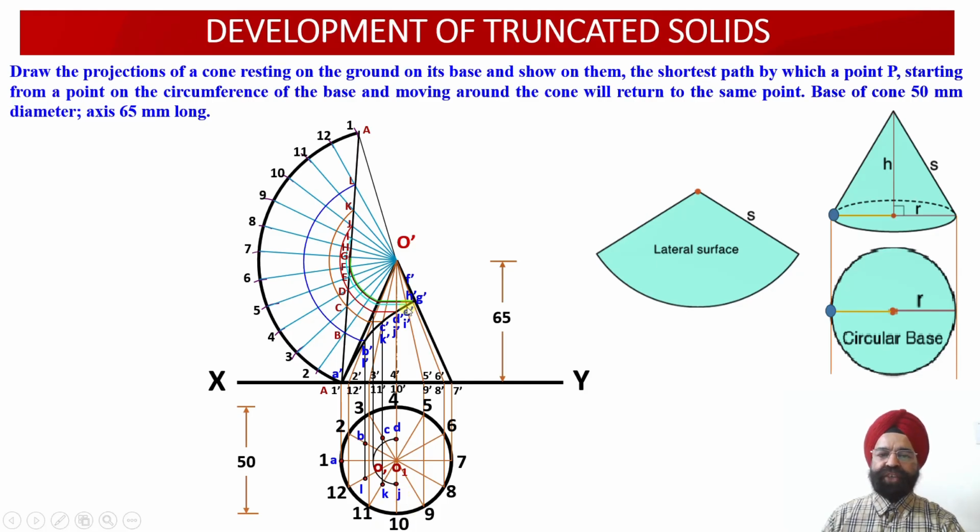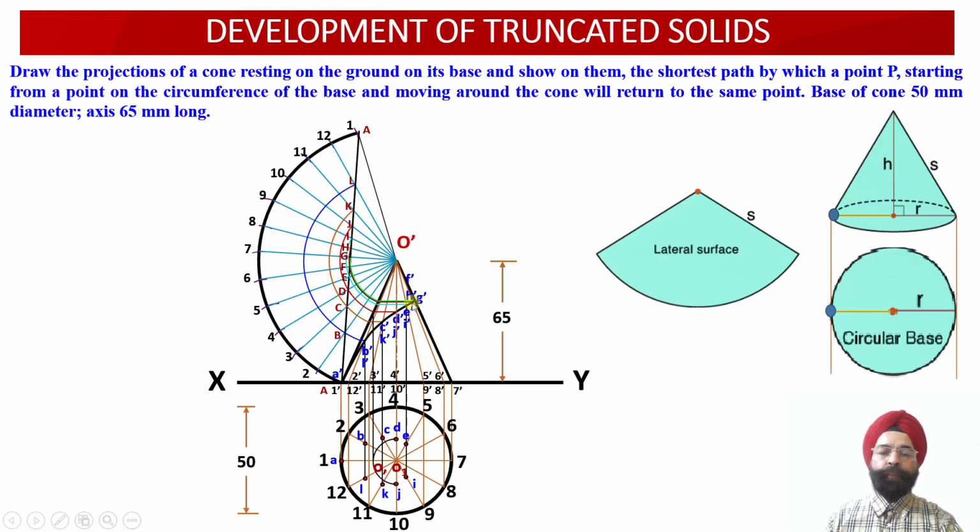Now the next 2 points available with us happen to be E dash and I dash lying onto the apparent length slant generators O dash 5 dash and O dash 9 dash over here. So if we draw a vertical projector through E dash and I dash into the top view projections, the intersection of this vertical projector with slant generators O5 and O9 in the top view projections will provide us with the location of the points E and I in the top view projections over here.